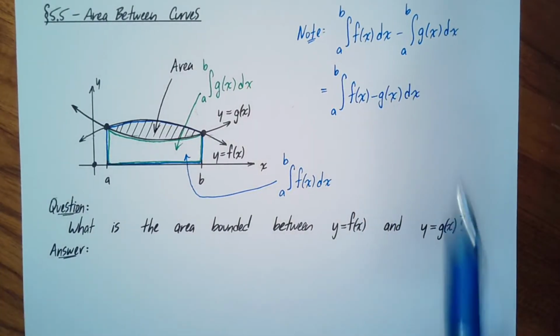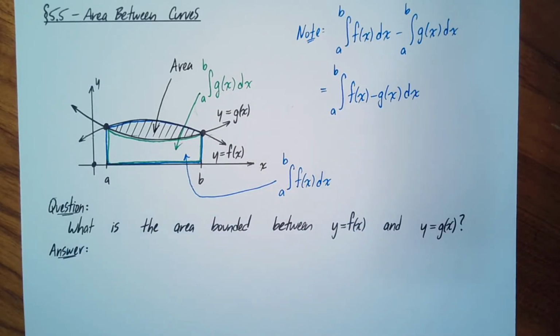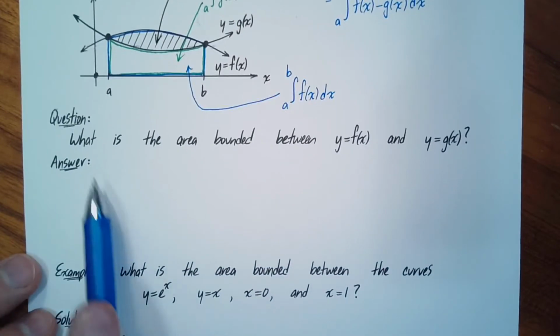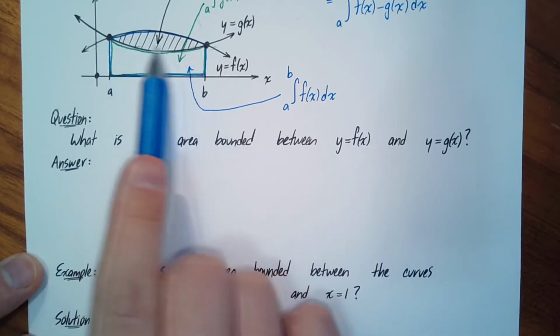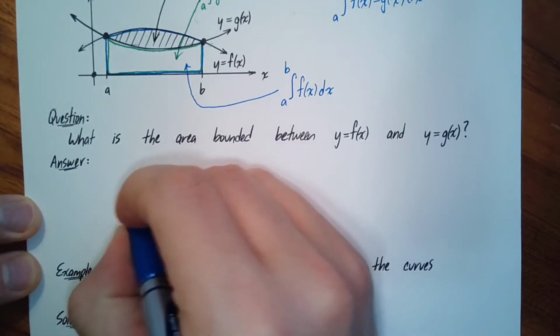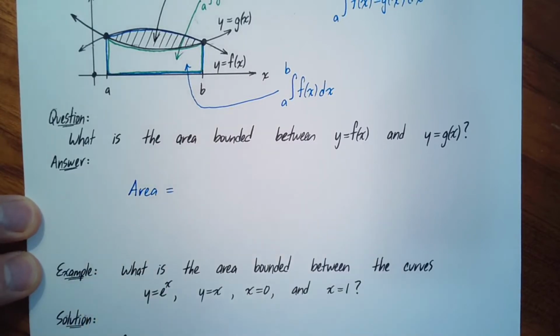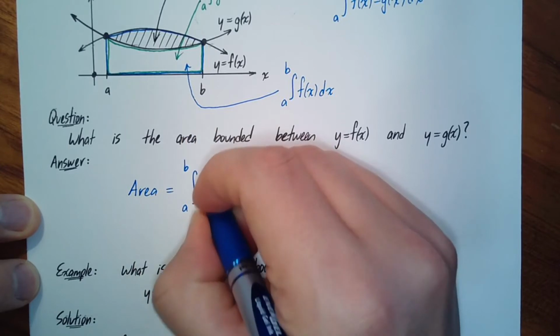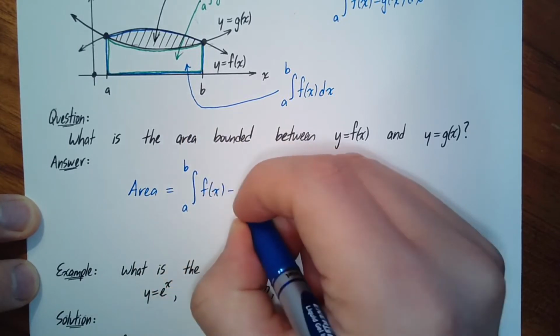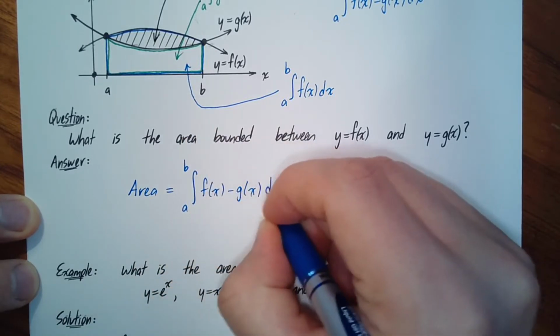Okay, so with this note and the observations we made in this diagram, we can answer the question. So what is the area bounded between y equals f of x and y equals g of x? So what is this area here? Well, we could just write it down as follows. The area is just given by the definite integral from a to b of f of x minus g of x.